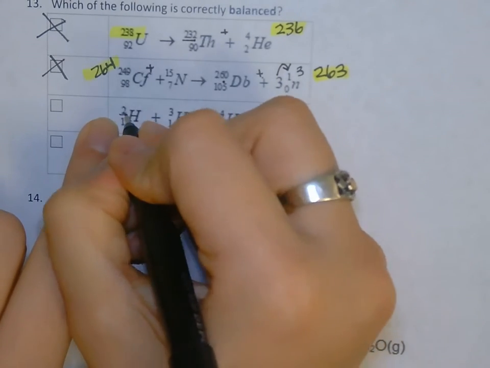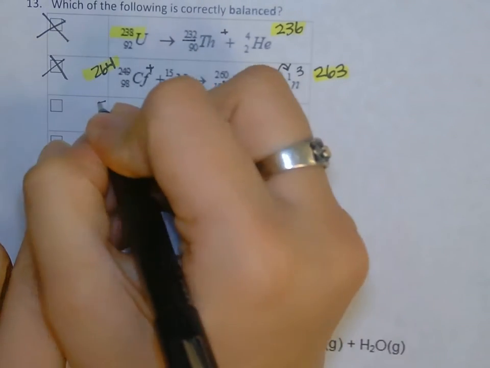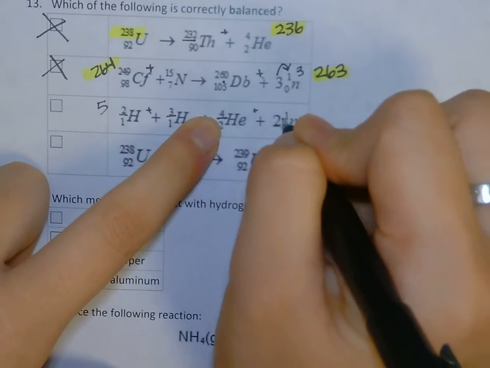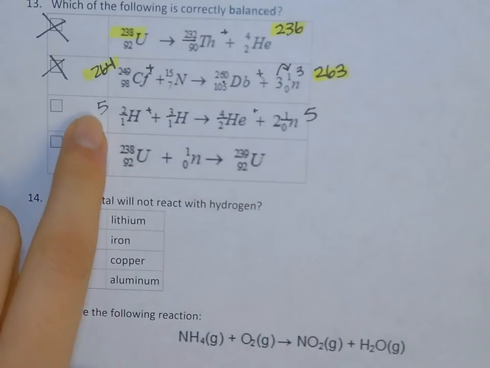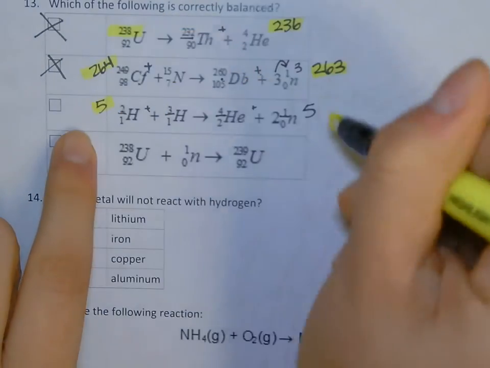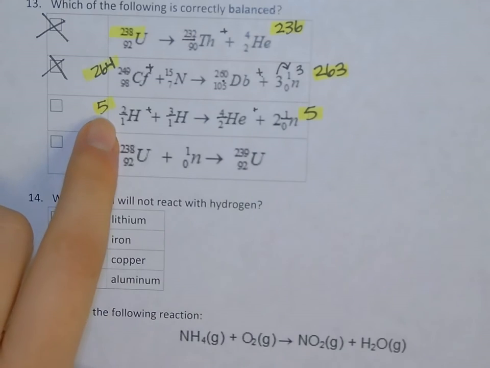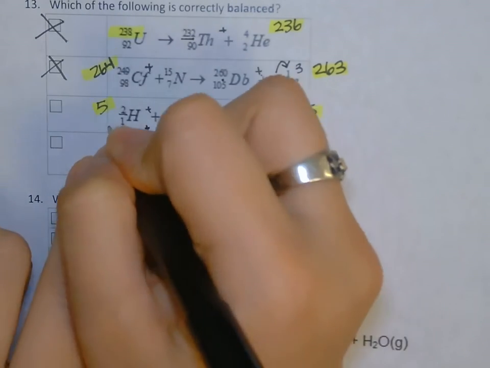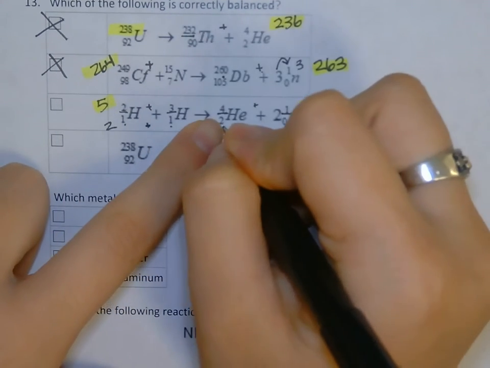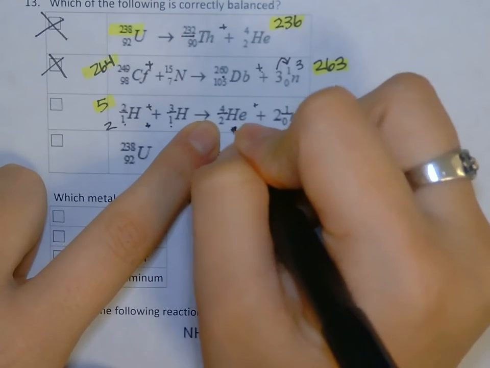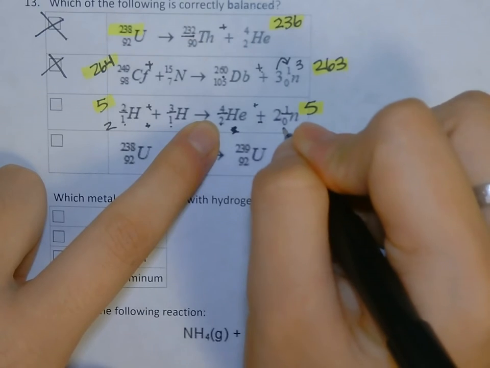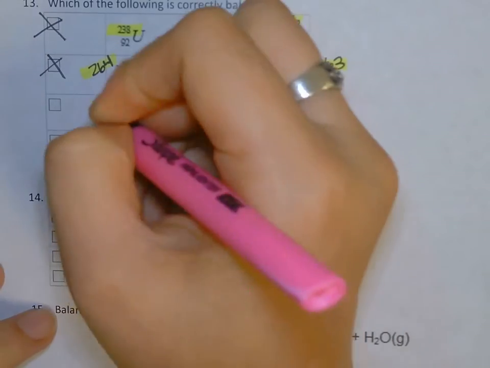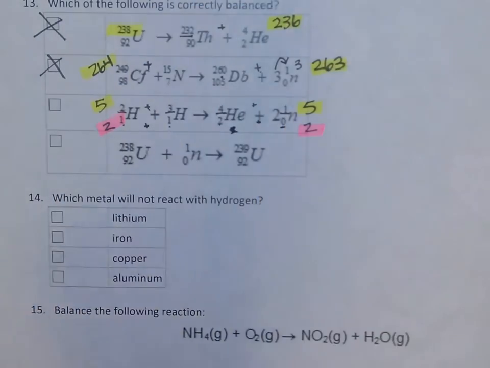I have 2 plus 3 is 5. And then on this side, I have 4 plus 1 is 5. Ooh, my mass numbers finally match. Both are 5. So now I'm going to look at the atomic number. 1 plus 1 is 2. 2 plus 0 is also 2. Wow, so my atomic numbers also match. This is looking like a really good answer.